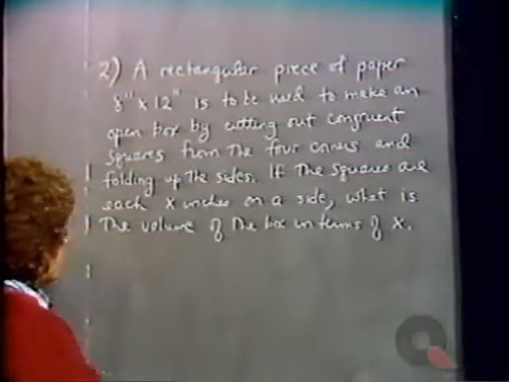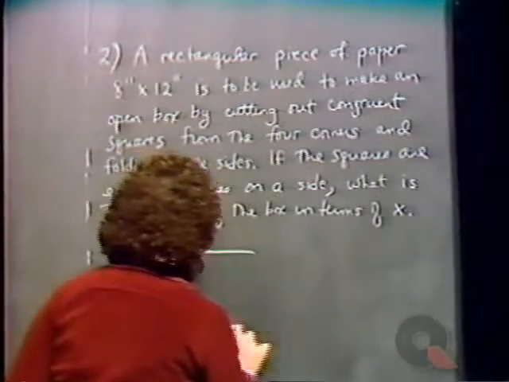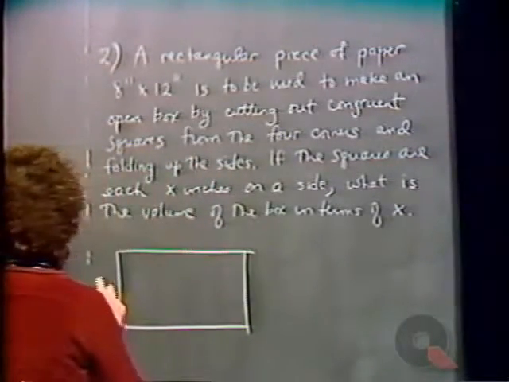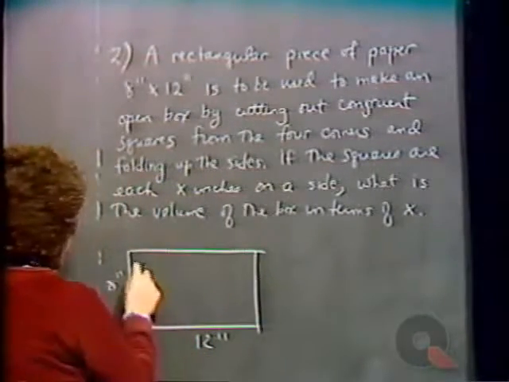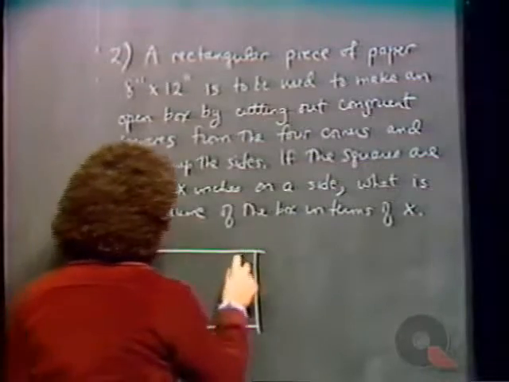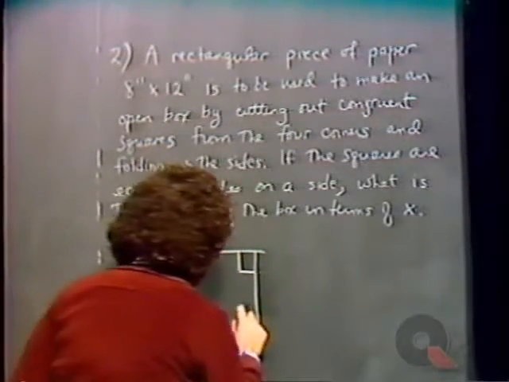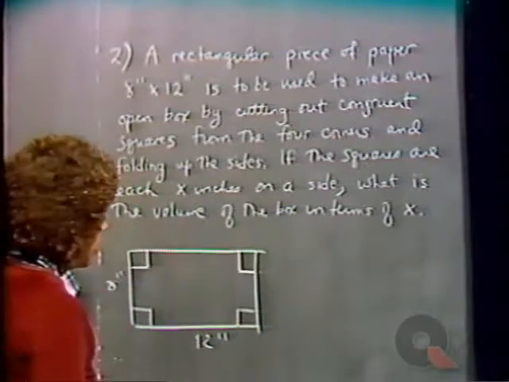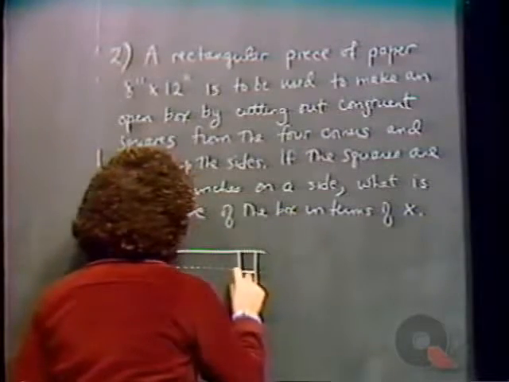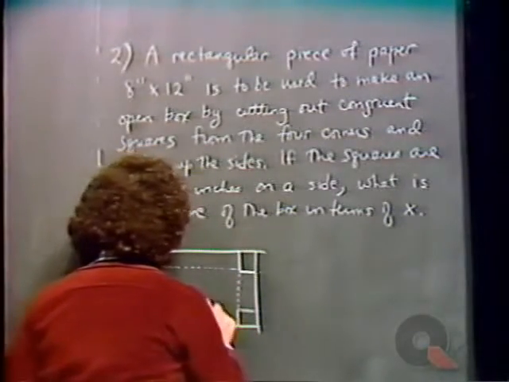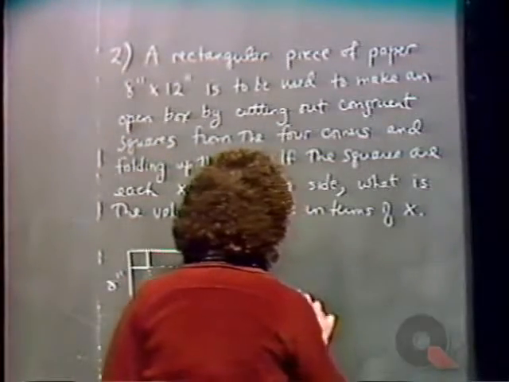Okay, we are starting with a piece of paper, 8 inches by 12 inches. And what we're planning to do is to cut out congruent squares, squares of the same size, from the 4 corners, and then to fold on the dotted line to produce an open box, which would look something like this.